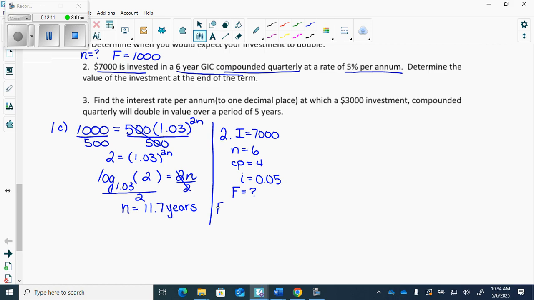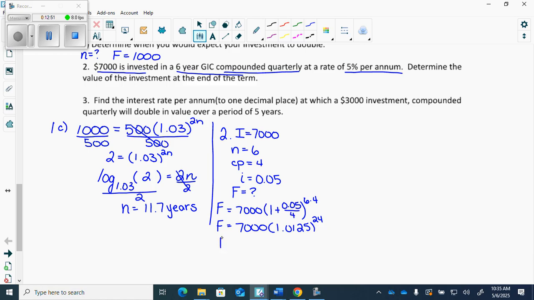So we have F equals 7,000 bracket 1 plus 0.05 divided by 4 to find out the interest per compounding period, and then 6 times 4. 0.05 divided by 4, I believe 0.0125. So we're going to get 7,000 bracket 1.0125 to the 24. Is this number going to be bigger or smaller? Bigger. What if it's smaller? It's messed up. You messed up.